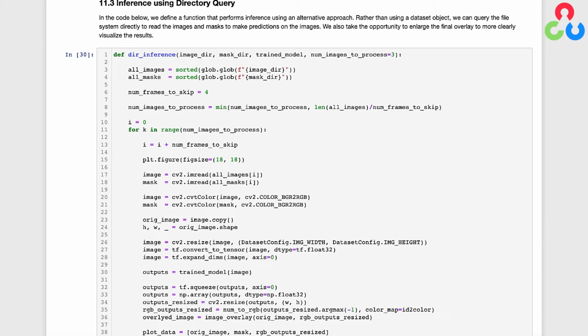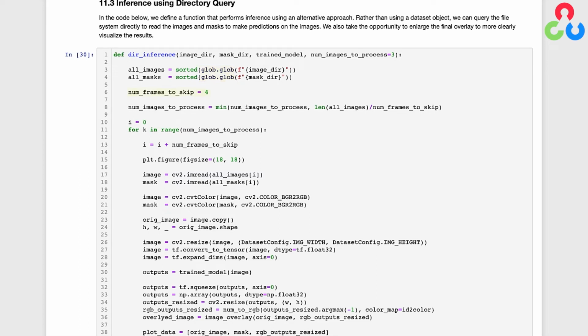And just to show you another way that you can perform inference, we decided to implement this function to process images directly from the file system. So this function takes 3 required arguments, which are the path names for the images and the ground truth masks, and then the third argument is the trained model. So first we're going to use the glob method to retrieve the list of images and masks, and then we're going to loop over a select number of images.